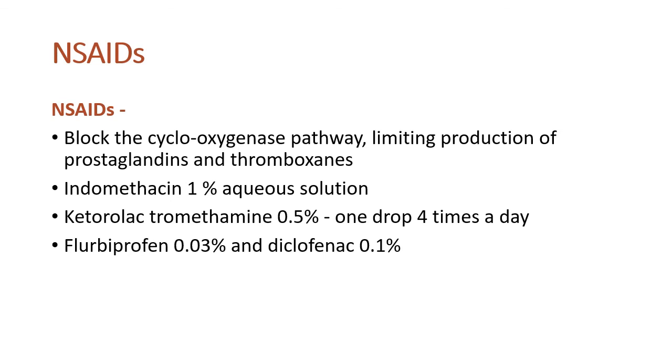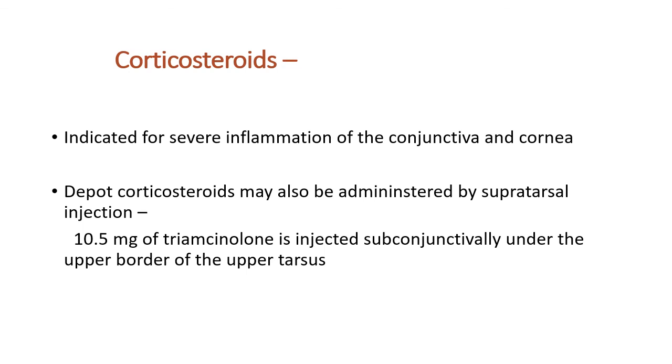Then non-steroidal anti-inflammatory drugs block the cyclooxygenase pathway, limiting production of prostaglandins and thromboxane. Indomethacin, 1% aqueous solution can be used. Ketorolac tromethamine, 0.5%, 1 drop 4 times a day. Flurbiprofen, 0.03%, and diclofenac, that is 0.1%, you can use as NSAIDs. Corticosteroid, as I told, is indicated for severe inflammation of the conjunctiva and cornea.